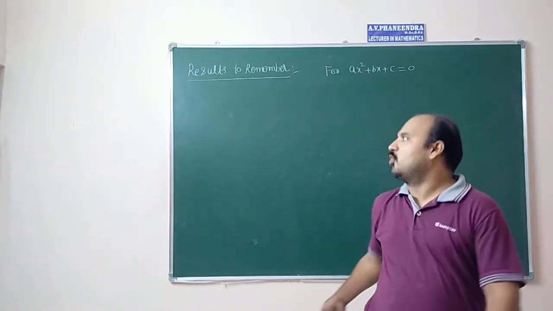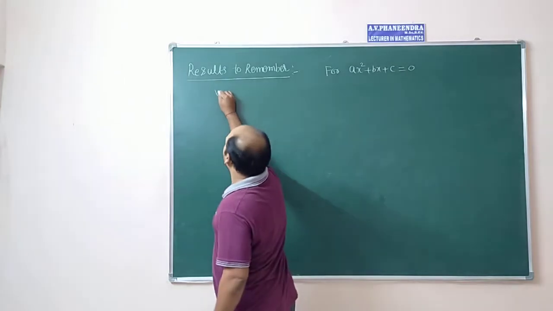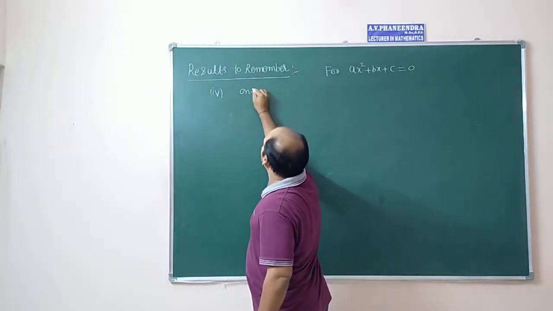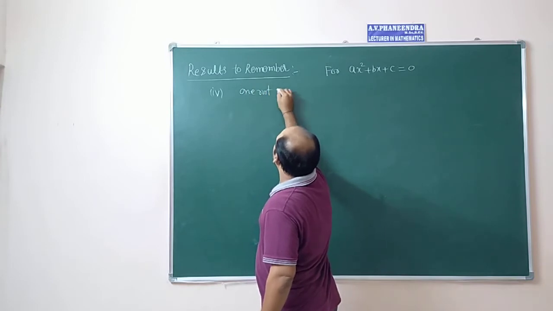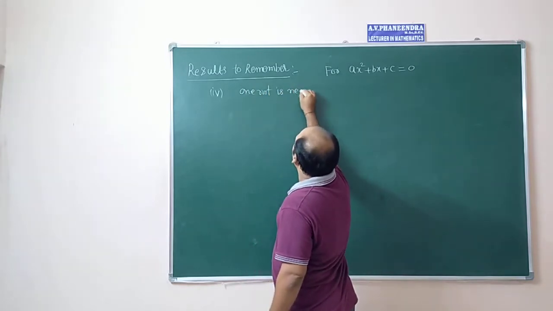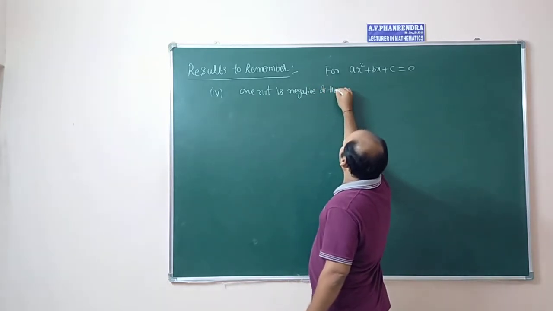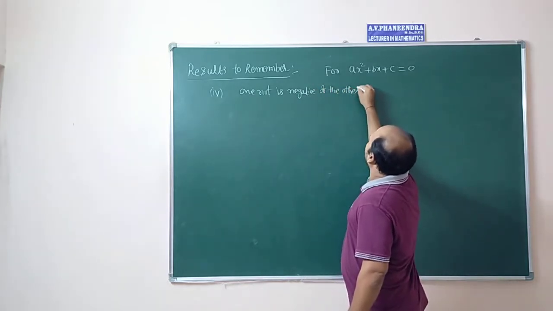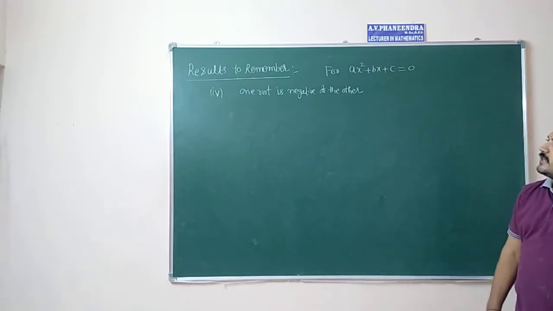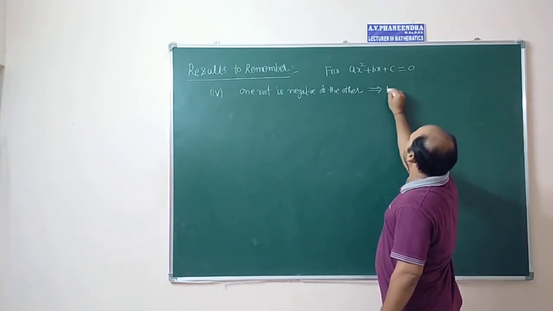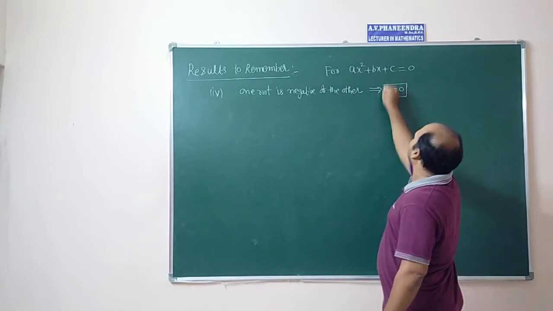Let us discuss the fourth point. Point number 4: one root is the negative of the other. Obviously, in this quadratic equation, the x coefficient should be equal to 0.